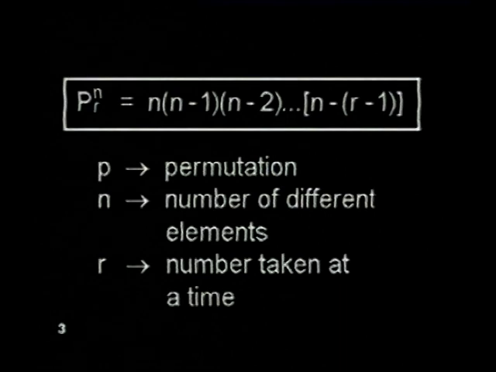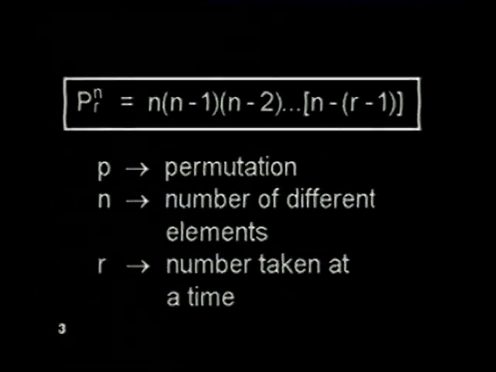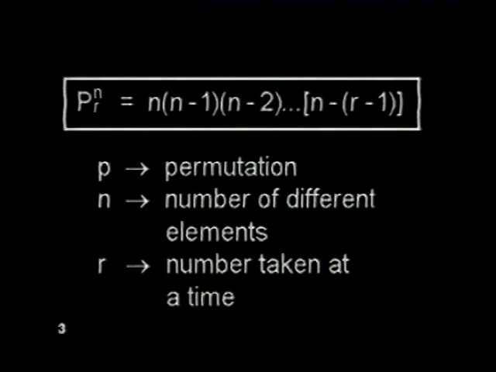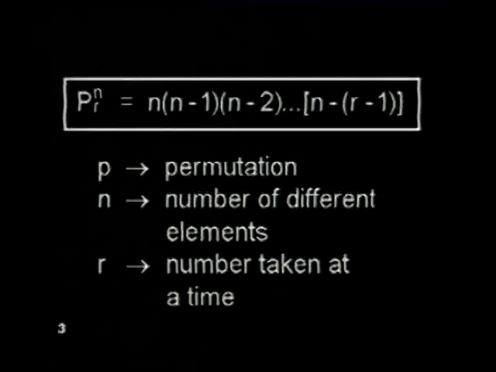In this formula, P stands for permutation, N represents the number of different elements, and R represents the number of elements to be taken at a time. The result is a series of multiplication similar to a factorial, except that the last factor is not always 1.